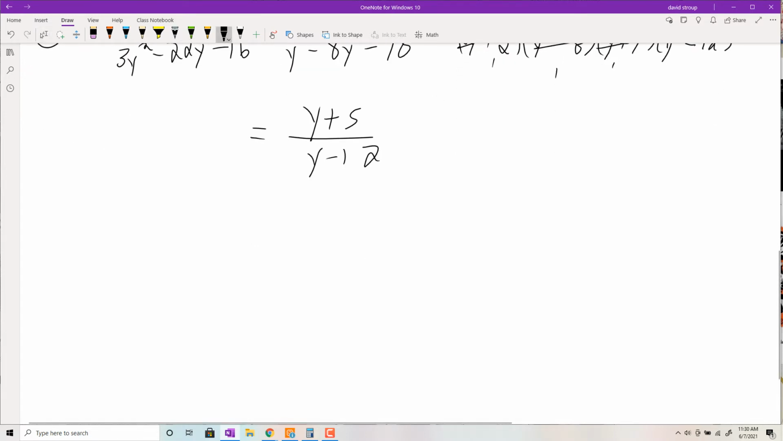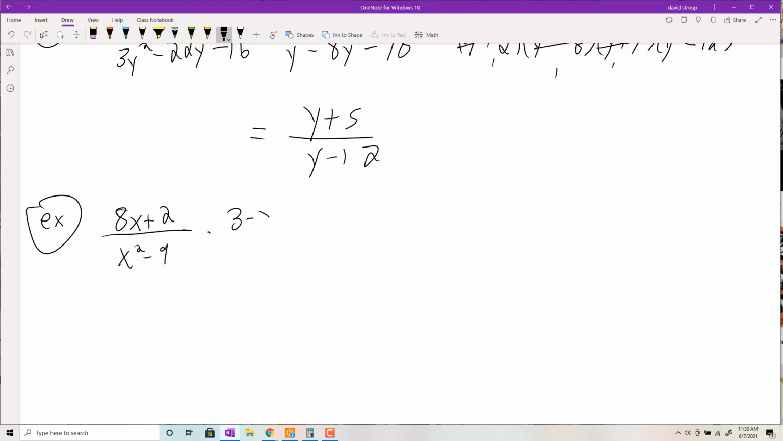Let's look at one with the opposites, the sort of opposite terms. So example, 8x plus 2 all over x squared minus 9 times 3 minus x all over 4x squared plus x. Okay, so I can, in the first factor here, this 8x plus 2, I can remove a 2. I get 4x plus 1. And then times the 3 minus x, nothing I could do with that.